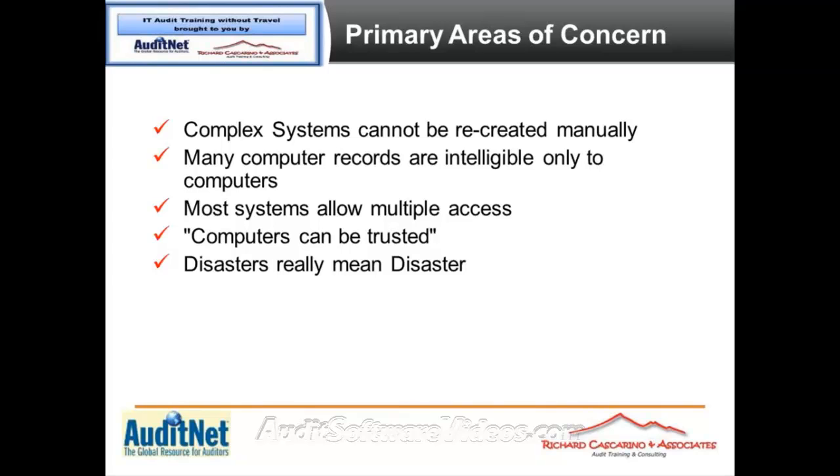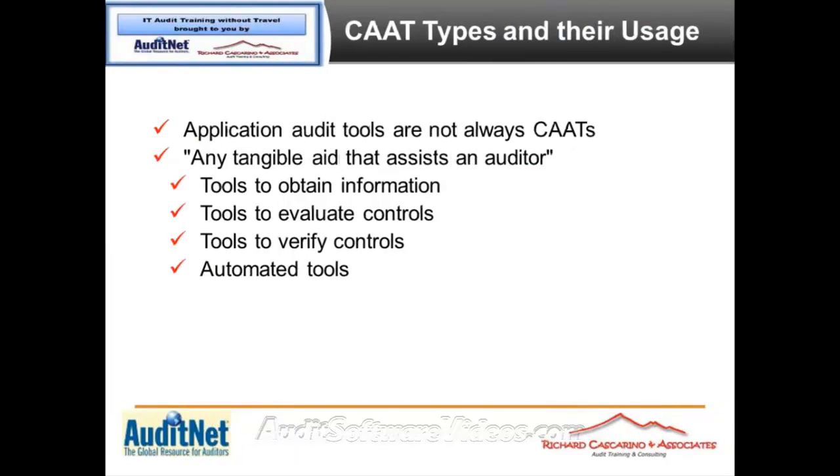Remember also, when you're using these tools, that application audit tools are not always CATs. You get different kinds of CAT, and a CAT is simply any tangible aid that assists the auditor. So I've got tools to obtain information. IDEA is a tool to obtain information if I use it that way. I get tools to evaluate controls. If I'm looking for the evidence, if the evidence on that control exists inside the box, I can extract the evidence to prove the control or not prove the control.